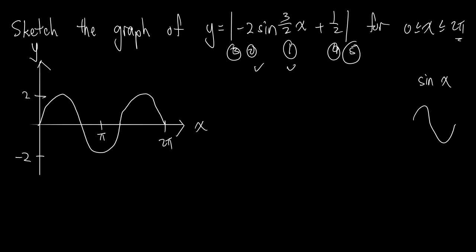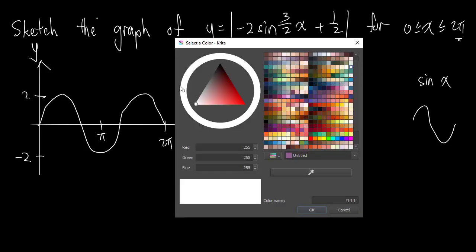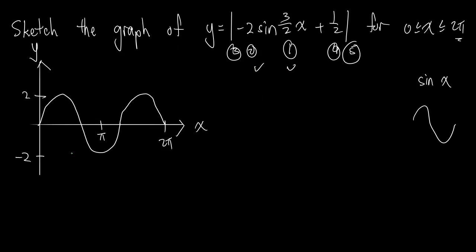Let me use another color. Let me choose orange. If you flip the graph at the x-axis, you will get something like this. So this is after you have catered for the negative. Now we will do the half. So plus 1 over 2 means you are shifting the curve upwards by 0.5 units.